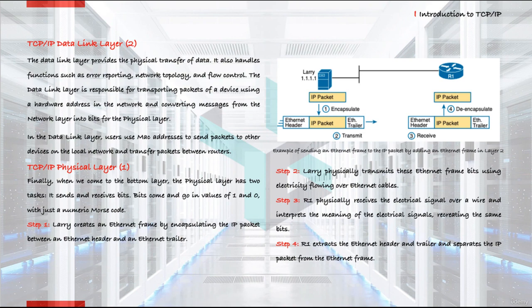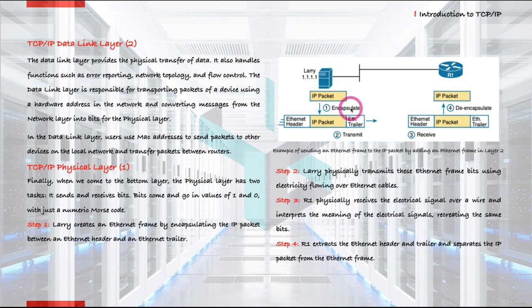The data link layer provides the physical transfer of data, but also handles functions such as error reporting, network topology, and flow control. The data link layer uses the network hardware address and is responsible for converting messages from the network layer into bits for the physical layer. At the data link layer, users use their MAC addresses to send packets to other devices on the local network and transfer packets between these routers. Finally, when we come to the lowest layer, the physical layer has two tasks, sending and receiving bits. The bits come and go only in a numerical Morse code at the value of 1 and 0.